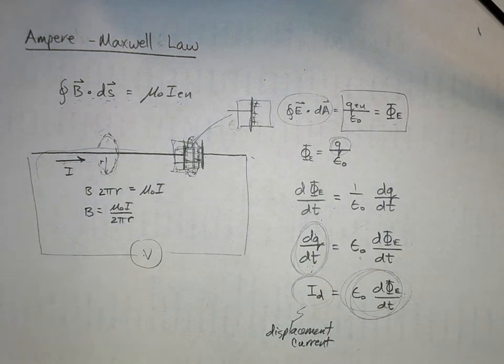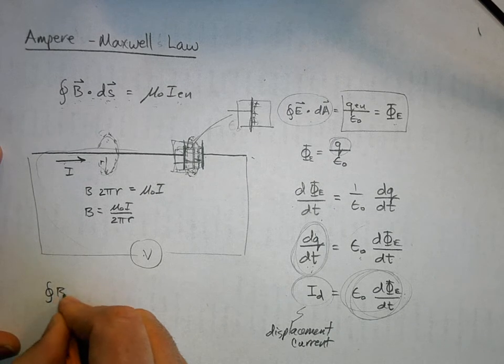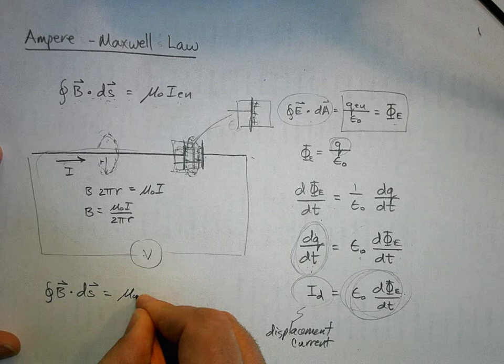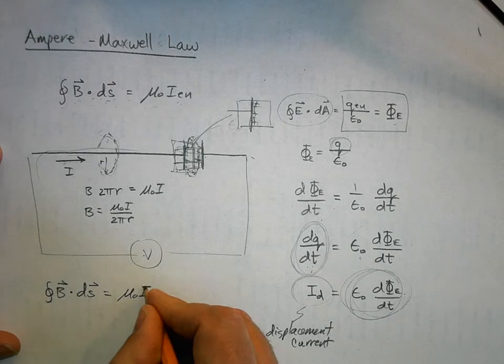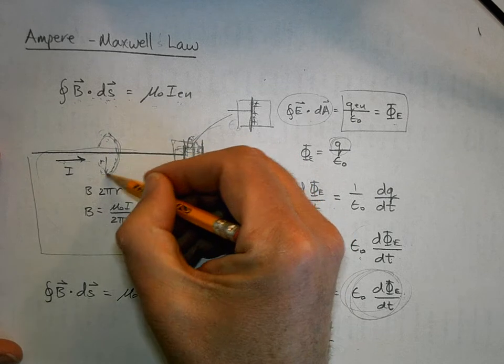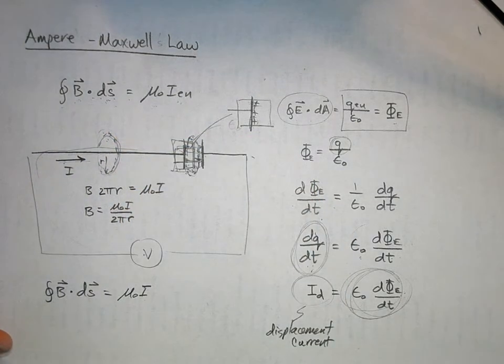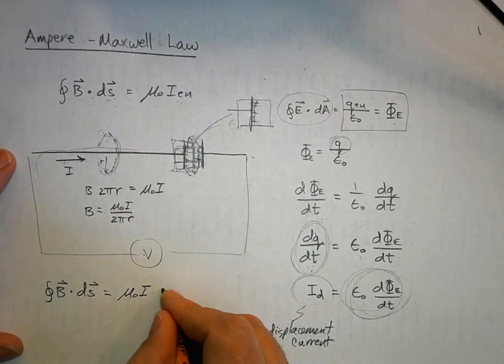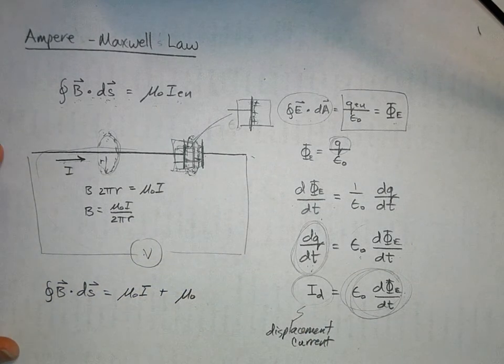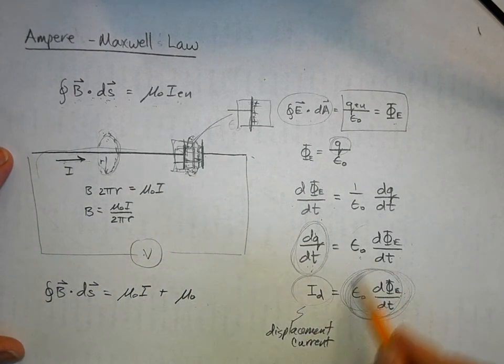And so what Maxwell, who figured this out, says is we need to add something to Ampere's law. And it's this. Well, we'll say mu naught I enclosed. But this is if you're over here and you're just surrounding a current. Plus mu naught times the displacement current. Or this is acting just like the current.